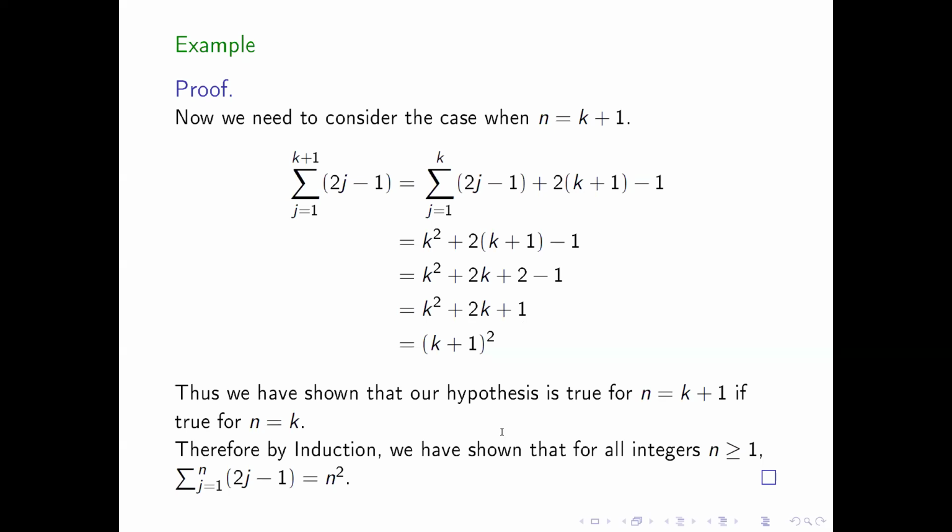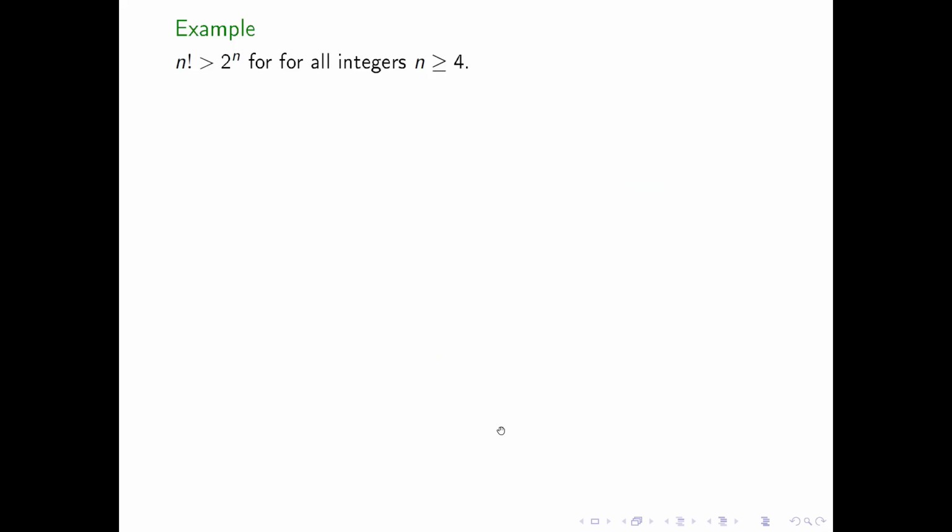Let's do another example because I want you to see a different one. This is an inequality example. I want to show that n factorial is bigger than 2 to the n whenever n is bigger than or equal to 4. So I would love it if you just took a second and thought about this for yourself. What is your base case? Go ahead and pause the video, think about the base case, and try to do your base case.